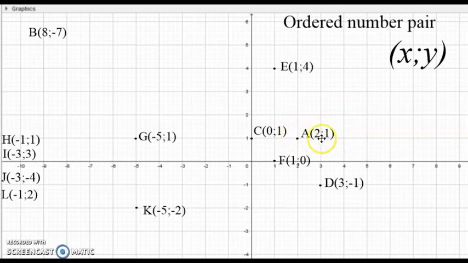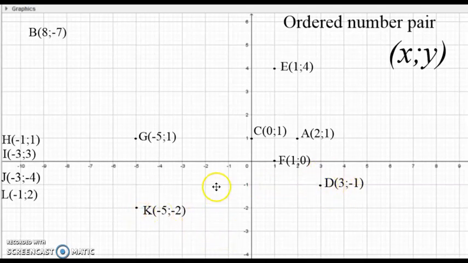So now that I have my first ordered number pair, let's look at other ordered number pairs as well. Let's look at C, which is 0 and 1. I go on my x-axis to 0, and on my y-axis I proceed to 1, and where the 2 meet, that is where I will plot 0 and 1. If I look at my coordinates of D, I go to 3 on the x-axis and I go to negative 1 on the y-axis, and where the two of them intersect, that is where I will plot D.